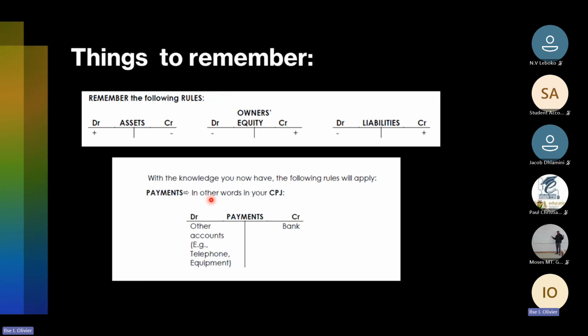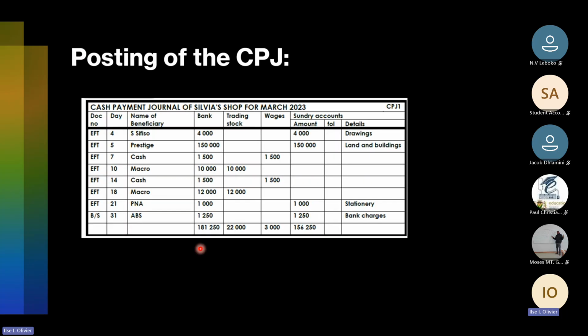Now, it's very important to understand that in your CPJ, your most important column is your bank. So what do we know about bank? If you pay money, your bank account will decrease. If it decreases, bank is an asset. If your bank decreases, it will be credited. So all your other accounts will be debited, because if you put 100 Rand on the credit side, you must always put 100 Rand on the debit side as well.